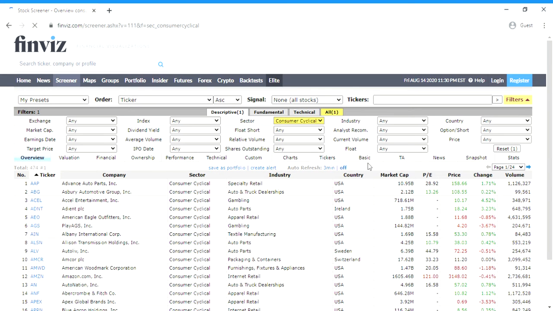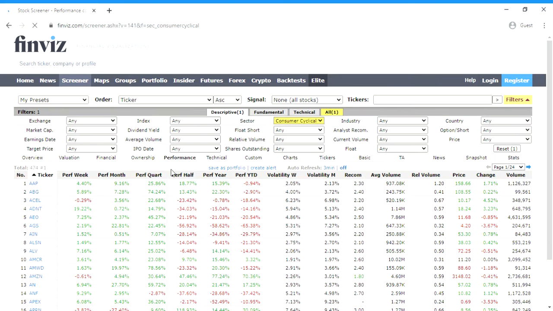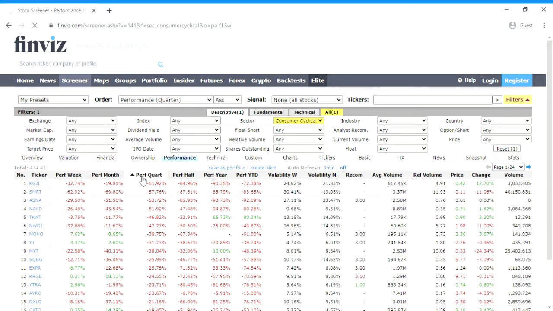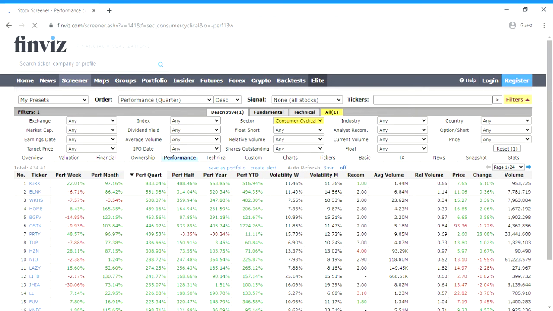Let's not get too fancy with this. There's plenty of things that you can do to change this around to reduce the number of stocks that pop up. We have 474 right now. I'm going to click on performance and then performance by the quarter. You're going to have to click on it twice so that we get best performer to worst performer.